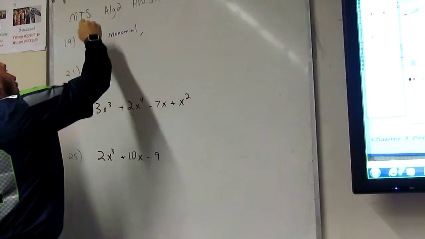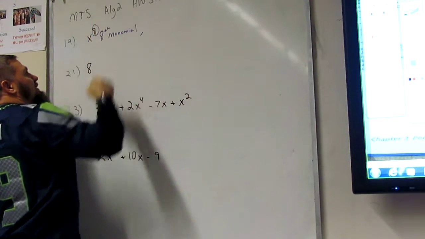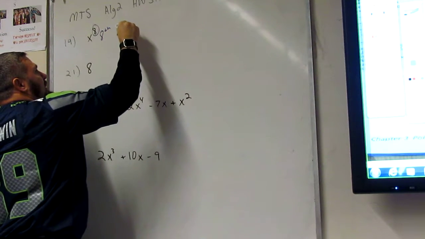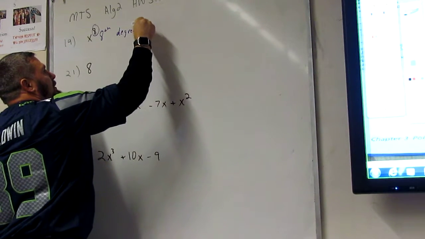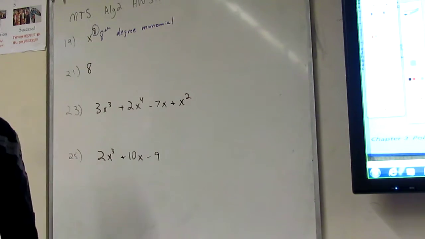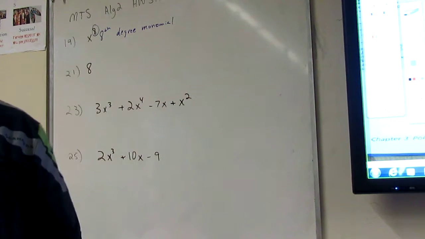8. Right? 8th degree monomial. So you could just go like this: 8th degree monomial. Okay? It's that easy. It is that easy. I swear to you, this isn't hard.